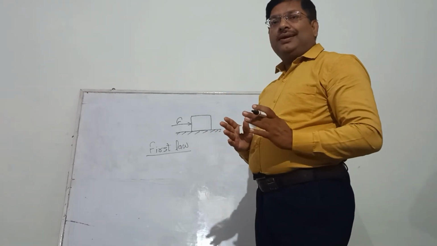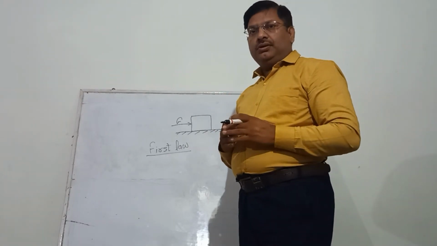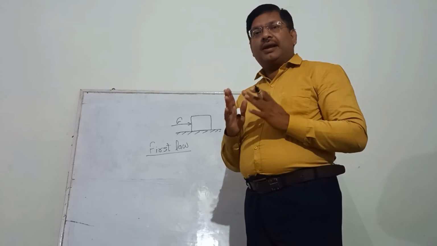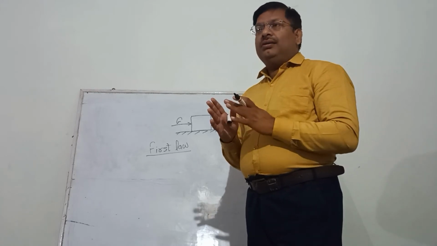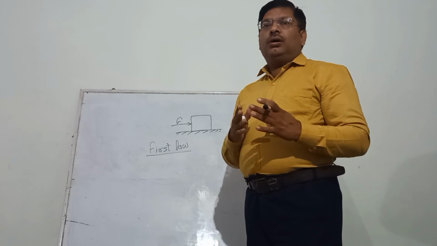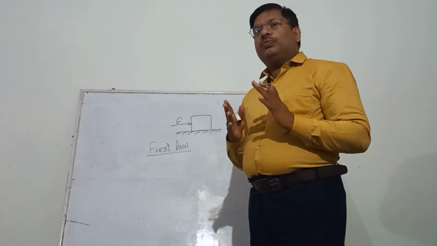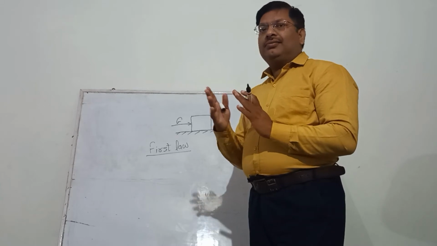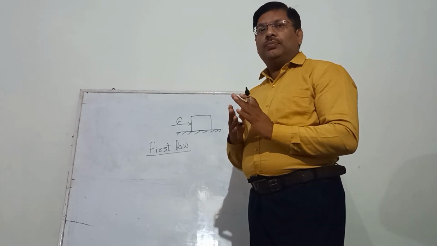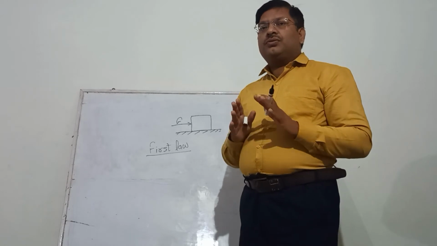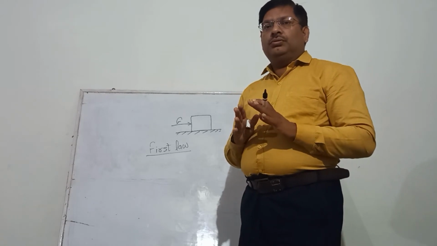First law of motion is related to inertia. It says that a body will remain at rest until some external force is applied on it, or a body will remain in its state of motion along a straight line unless some force is applied on the body. So this law is called the first law of motion.